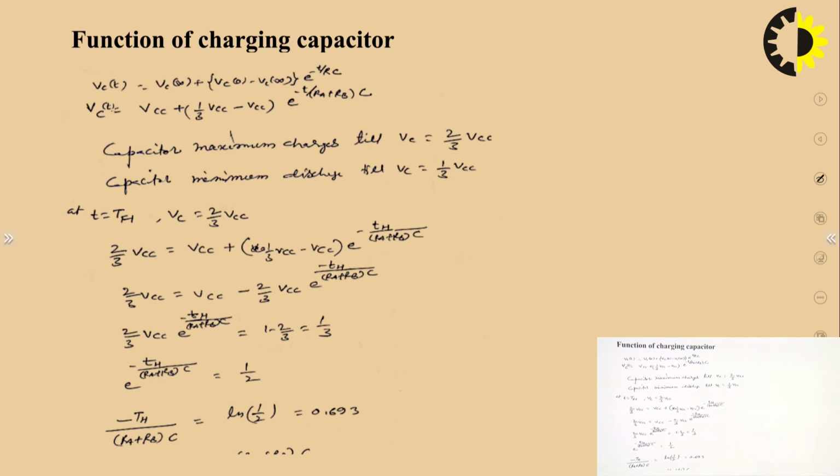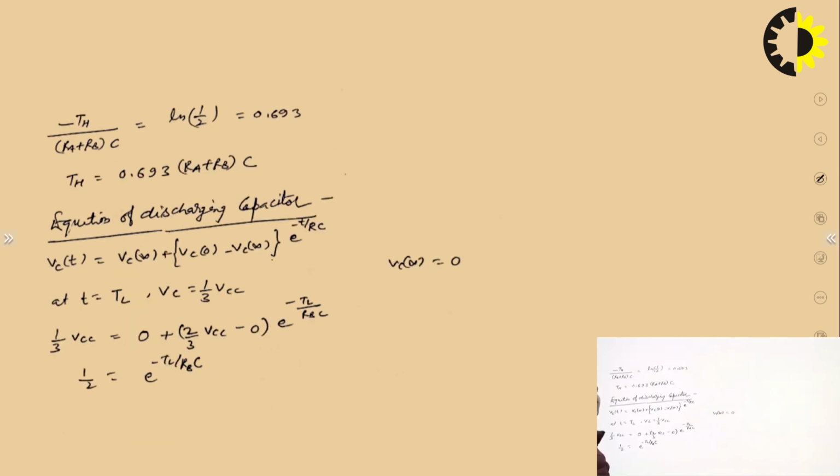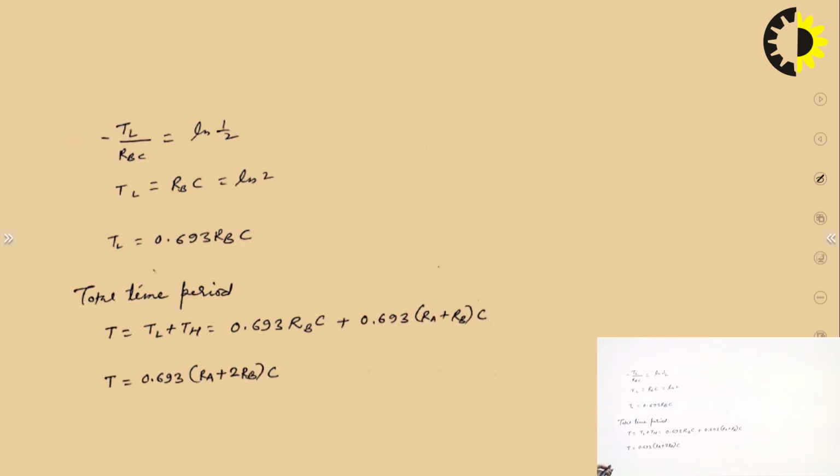So in case of TH, that means the time for which the output will remain high, we can put at T is equal to TH, VC is equal to 2 upon 3 VCC. So if you put these values here, you will get TH is equal to 0.693 (RA plus RB) C, and for the discharging capacitor, you can see it very easily that VC(t) is equal to VC infinite plus (VC0 minus VC infinite) into e to the power minus t upon RC, and VC infinite is equal to 0. So if you put these values, you will get TL is equal to 0.693 into RB C.